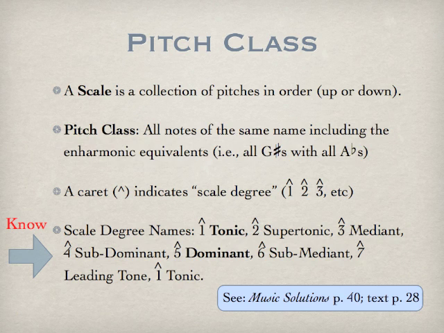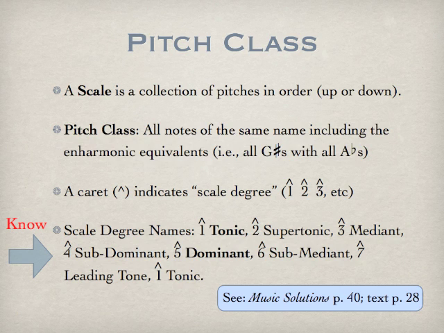Scales are a series of pitches in order from low to high or high to low, and they start on a pitch class that is the name of the note at the first note of the scale. Sometimes you see the scale degrees as 1, 2, 3, the first note of the scale, second note, and when you're indicating that, they use a little caret, a little accent above the number to indicate that this is a scale degree. You need to know the scale degree names.